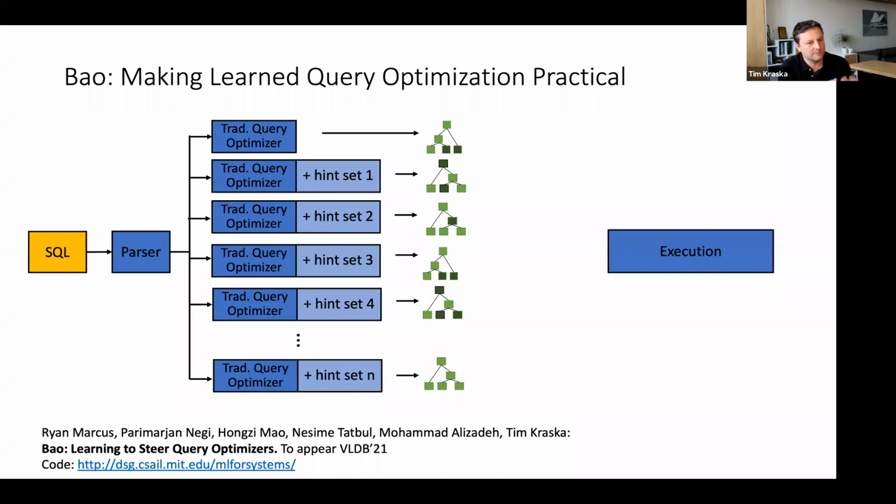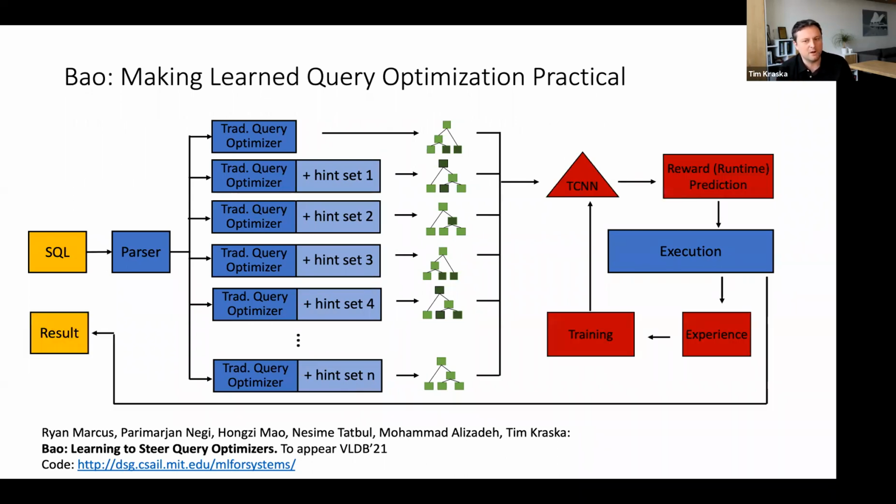And now what we do is the query comes in, gets parsed, and is put in parallel through a bunch of query optimizers. Then we have a model which learns over time what hint set to use in which situation. Based on the query, it tries to figure out which of these variants of the query optimizer it should use.